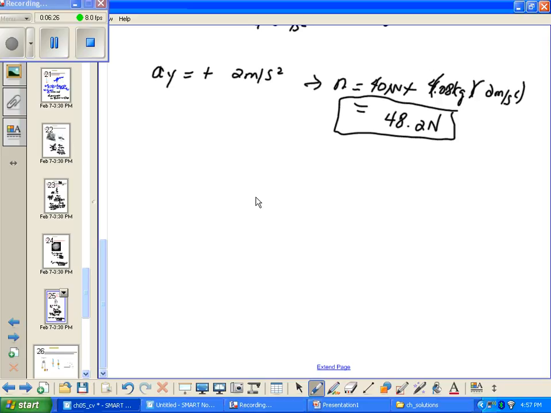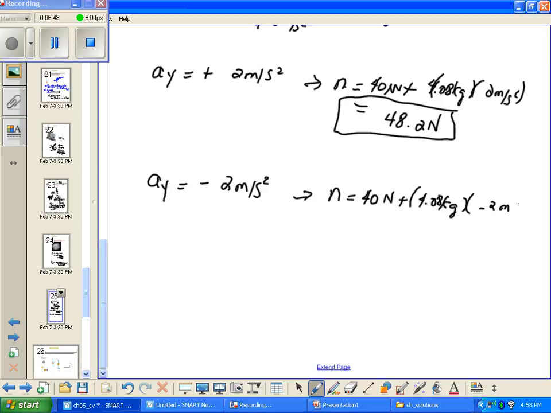In this case, the elevator is accelerating downward at 2 meters per second squared. In this case, you can see N equals 40 newtons plus 4.08 kilograms times negative 2 meters per second squared. That gives us a value of 31.8 newtons. So this is what the fish appears to weigh when the elevator is accelerating downward.